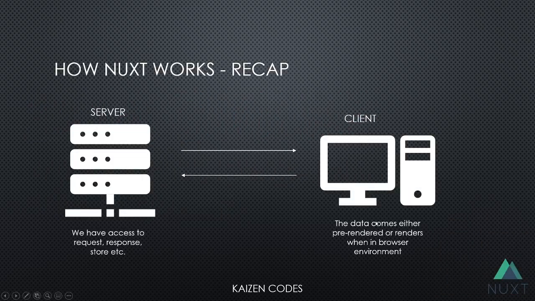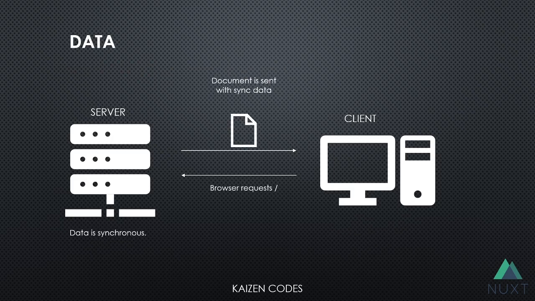First of all, let's just recap how Nuxt works. I'm pretty sure a lot of you already know this, but Nuxt is a server-side rendered version of Vue. So basically we make a request to the server. We have access to request, response, store if we use specific methods. And then we can pre-render the data, or we can use a static build as well. But this video is going to focus on pre-rendering the data on the server and then sending it to the client.